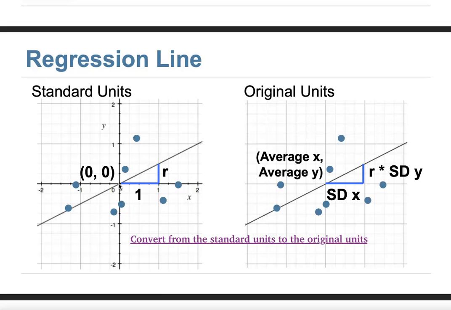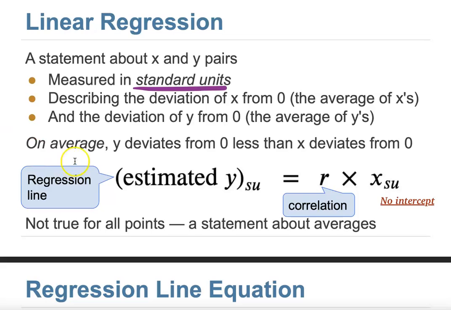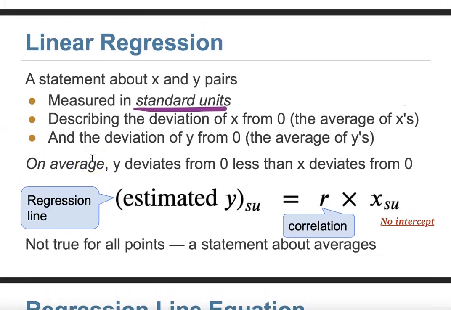So that's why the regression line always passes through the origin in the standard unit. In other words, it doesn't have an intercept. That's the reason when we talk about linear regression in the standard unit, our regression line always has the estimated y equal to the correlation times x. But be careful, the x and y here are in standard units.